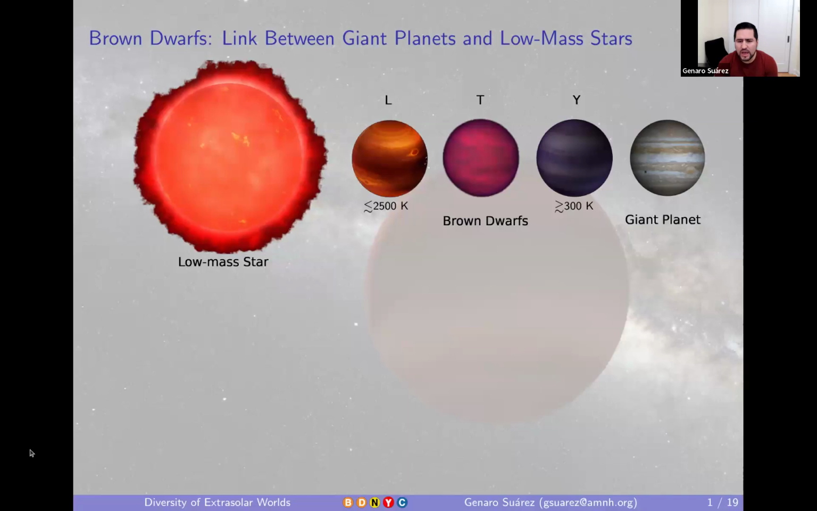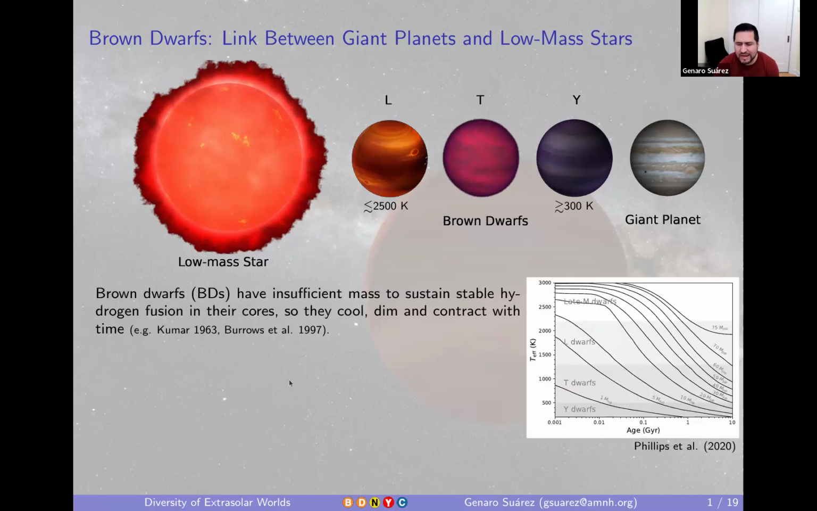So first, I'm going to introduce brown dwarfs. So brown dwarfs are substellar objects, but superplanetary in mass. They are the link between low mass stars and gas giant planets. And unlike stars, brown dwarfs have insufficient mass to sustain a stable hydrogen fusion in their cores, so they cool with time, as we can see in this figure, while they also dim and contract.